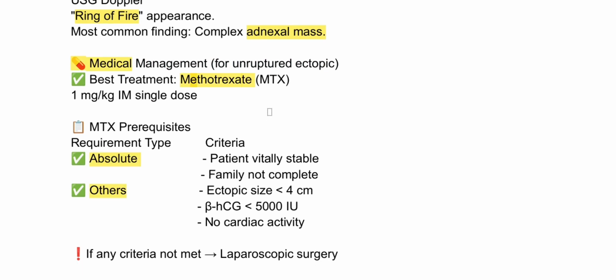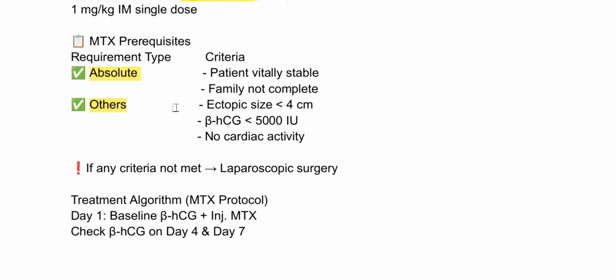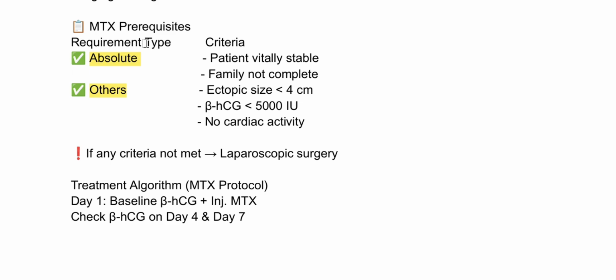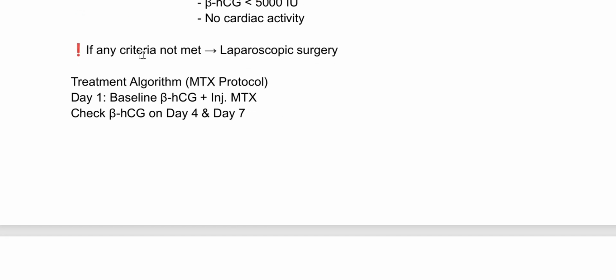How will you manage the case of unruptured ectopic pregnancy? First is medical management. Best treatment is with methotrexate. Dose will be 1 milligram per kg intramuscularly, single dose. Now requirement and criteria. So absolute requirement is patient should be vitally stable and family should be complete. Then others can be ectopic size less than 4 centimeter, beta HCG less than 5000 international unit, and no cardiac activity. If any of the criteria does not meet, we will go for laparoscopic surgery.